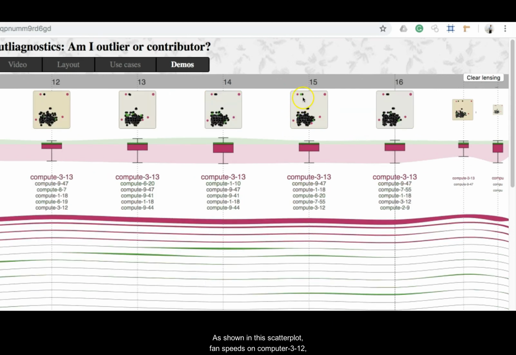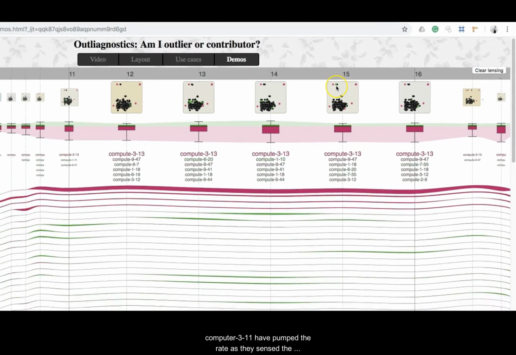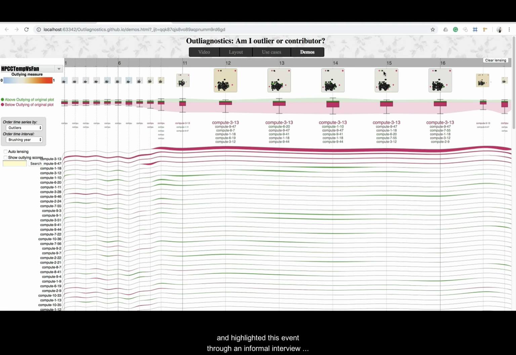As shown in this scatter plot, fan speeds on Compute 312 and 311 have pumped up as they sense the heat. We discussed our approach and highlighted this event through an informal interview with Dell experts and the HPC director. They valued the diagnostics from our prototype and suggested thermal experts in their team look into the interesting correlation between CPU temperatures and fan speed. Outliagnostics is currently deploying additional dimensions such as real-time memory usage, power consumption, and CPU load. I/O and bandwidth are among other future iterations in these ongoing collaborations.